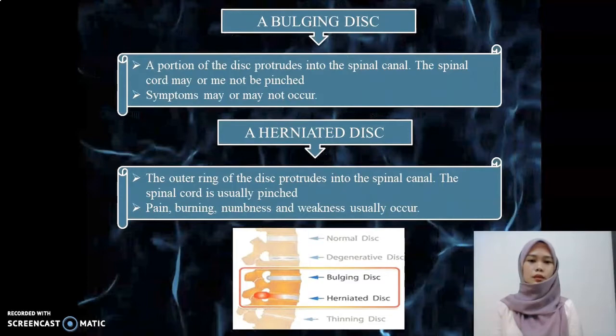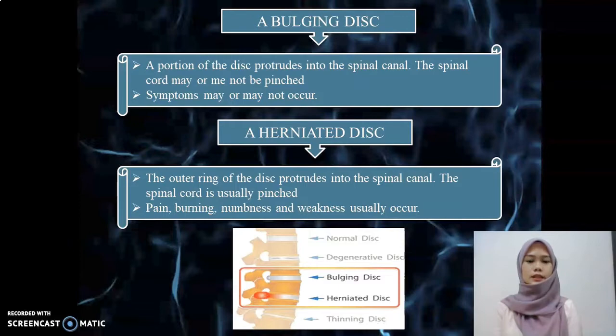The two most common types of injuries are a bulging disc and a herniated disc. In a bulging disc, a portion of the disc protrudes into the spinal canal. The spinal cord may or may not be pinched. Symptoms may or may not occur. In a herniated disc, the outer ring of the disc protrudes into the spinal canal. The spinal cord is usually pinched. Symptoms of pain, burning, numbness, and weakness usually occur.